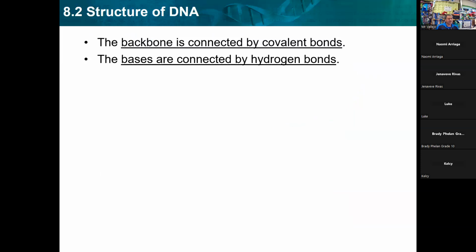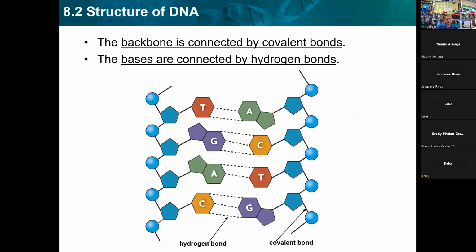Kind of got ahead of myself, but the bases are hydrogen bonds and the backbones are covalent. So these are strong and they're going to stay and they're stable. But these dotted lines here are transient and they can be broken. But that makes it so that the DNA molecules can unwind and unzip, come apart, and then come back together again.